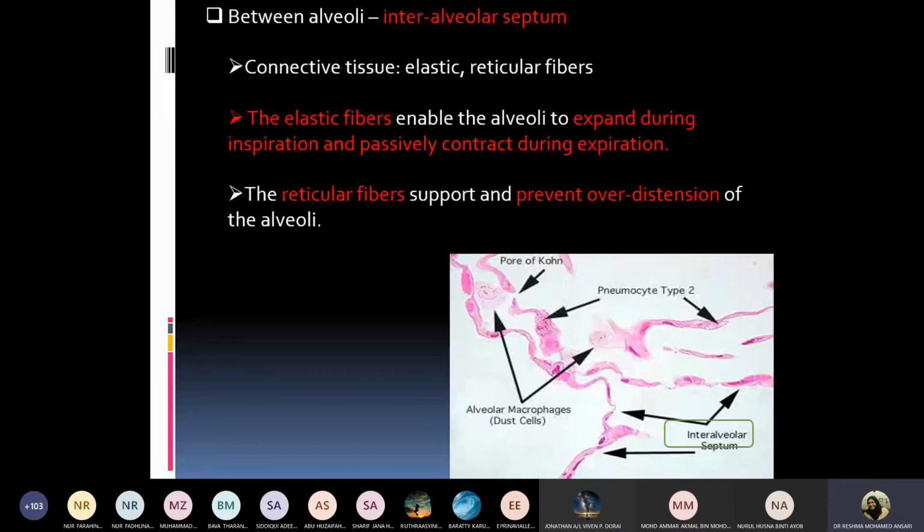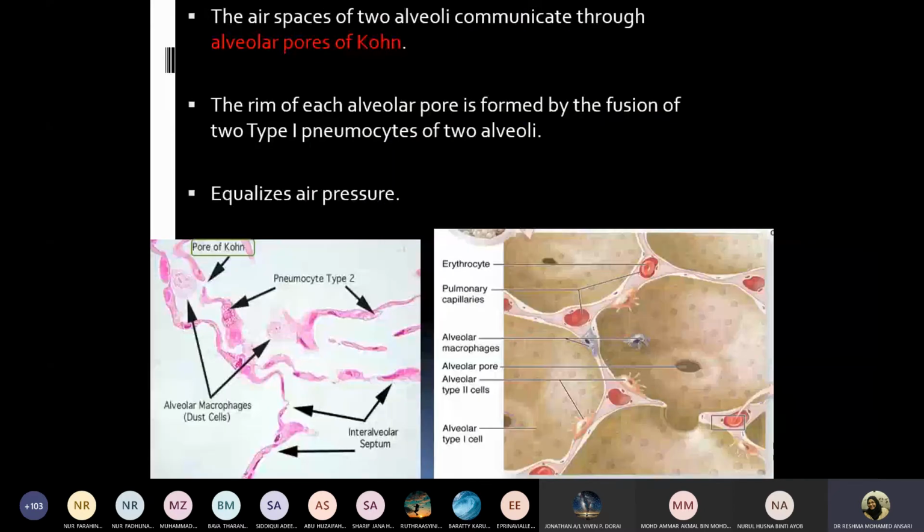In the interalveolar septum, you will have very small microscopic openings. We call them alveolar pores of Kohn. Why do you have alveolar pores? The pressure in one alveolus should be equal to the pressure in another alveolus. So it maintains the gaseous pressure between the alveoli. It is not like one alveolus is so big with a lot of air, and another is contracted with no air. Through the pores of Kohn, air is equally distributed between the alveoli. Am I clear?